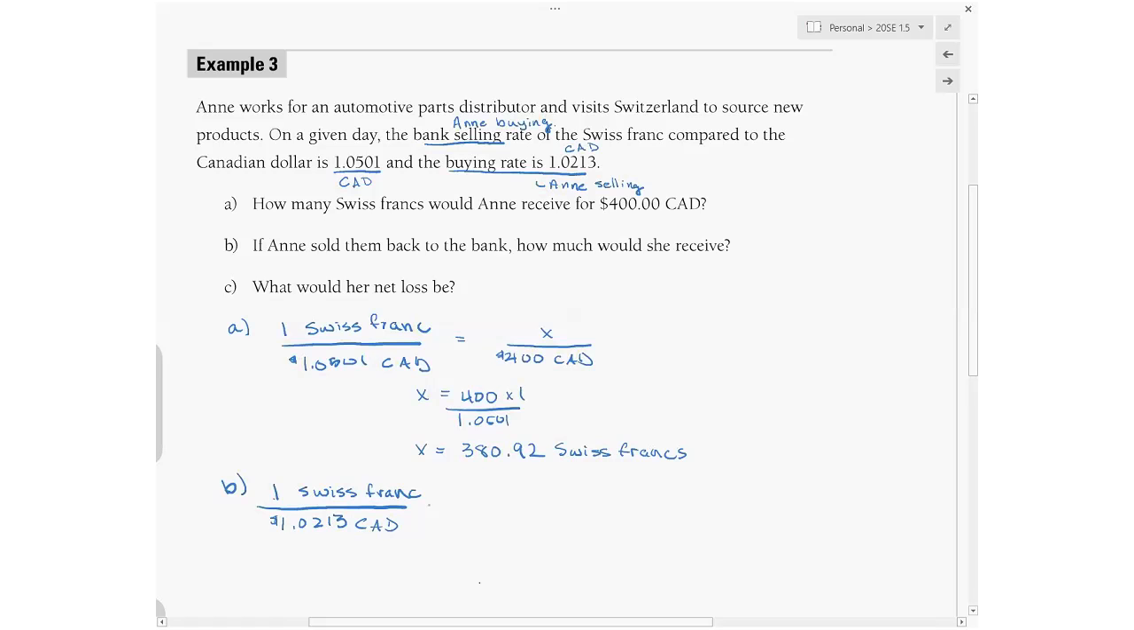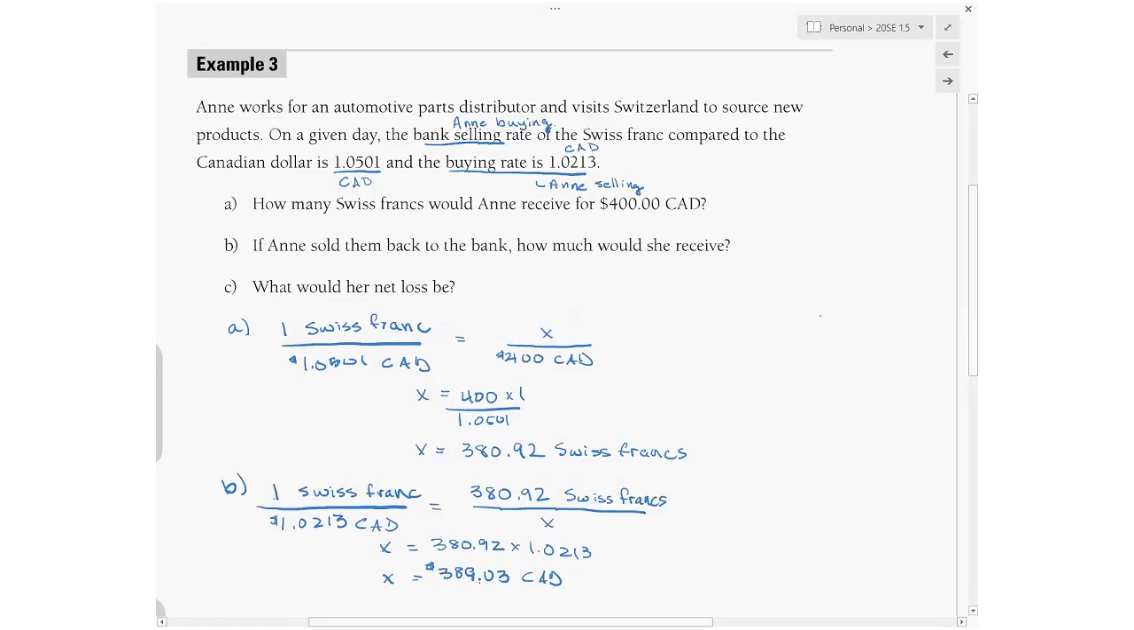Okay, she's selling them back. She's selling francs. She's not selling Canadian money, she's selling francs. So it goes up here, 380.92 Swiss francs. And we want to know how much she's going to get for them in Canadian. So solve a proportion just like we normally do. 380.92 times 1.0213 divided by 1, which isn't going to change that at all. And that gives us 389.03. She went into the bank with francs. She comes out with Canadian dollars.